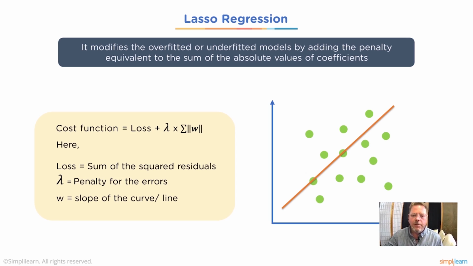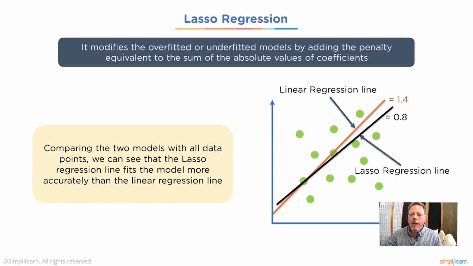And so the loss of the squared individuals, and here is our lambda symbol again, penalty for errors, and W equals the slope of the curve. And comparing the two models with all the data points, we can see that the lasso regression line fits the model more accurately than the linear regression line. And this is, like I said, I use these two models a lot.